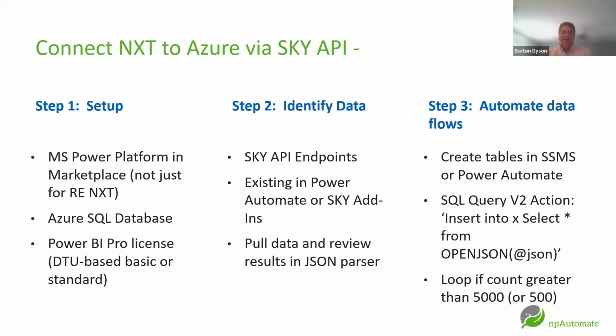Got a couple of examples of that, and we've also got a session on Thursday this week on how to access Financial Edge NXT data using the HTTP add-in, but it all starts with having this marketplace piece turned on so you can get to the data. Then you need an Azure SQL database, and then you need some Power BI Pro licenses for users to be able to get to that data.